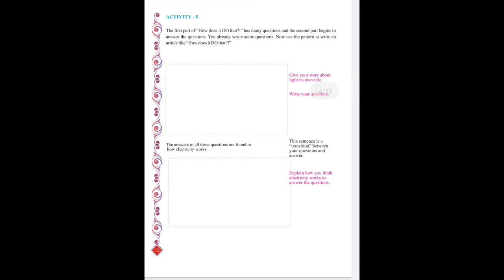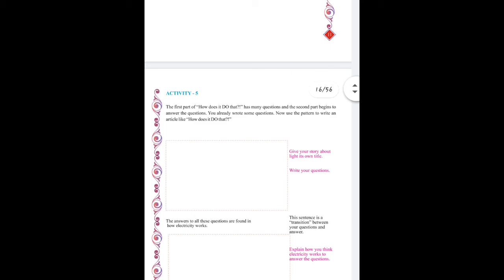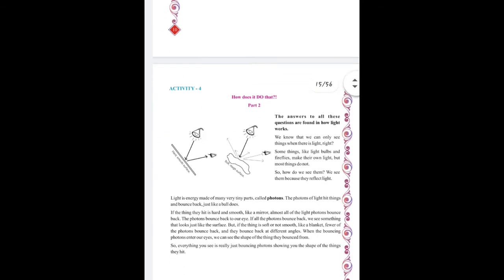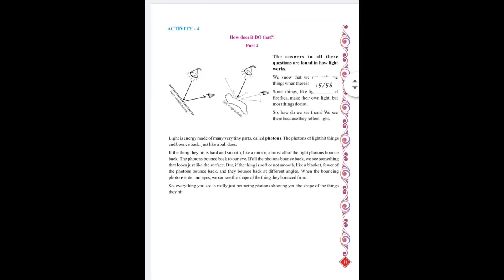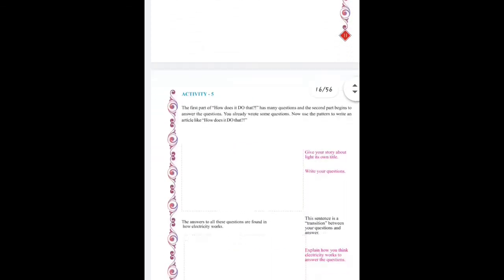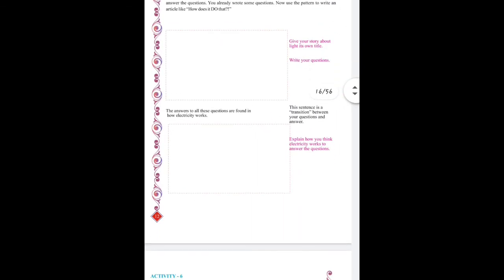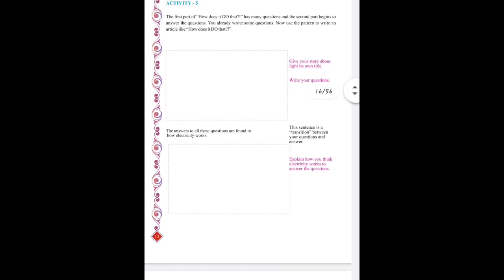Now in this activity number 5, you will have to write an article like the article given here. It also has the title how does it do that, meaning the reflection of light. So they have taken the example of reflection and made this article, and we can write some questions also, and some answers also. So in this way, in activity number 5, you will have to write an article of your own, and you have to give the title also, write the questions also, and answer them also. So this will be homework for today.